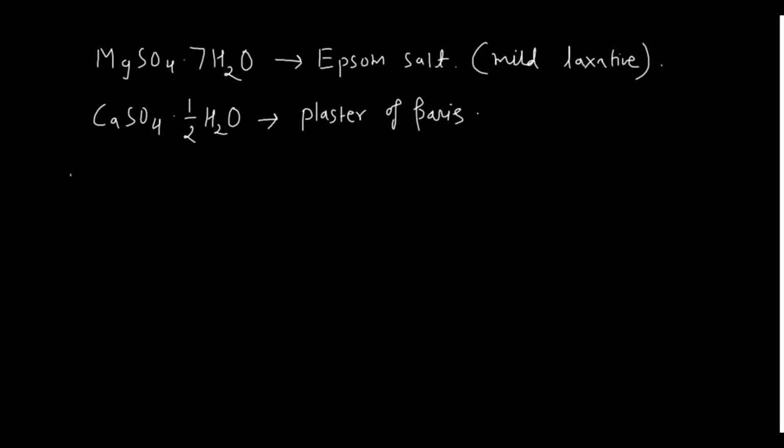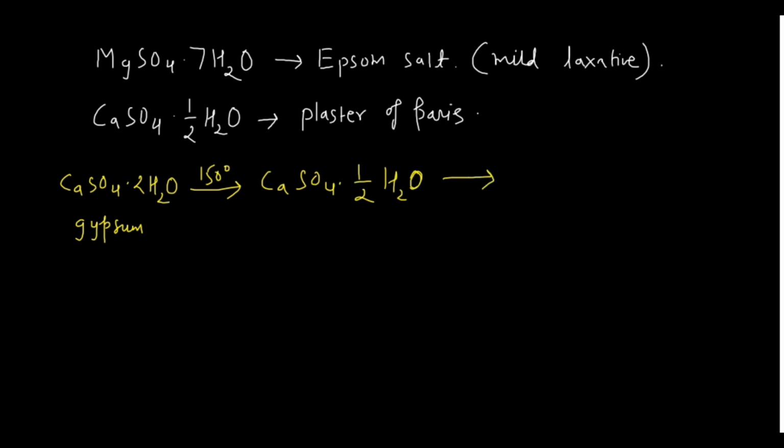So if you want to synthesize this, say you are having calcium sulfate dihydrate, CaSO4·2H2O, and you heat it at 150 degrees centigrade. I hope you know this CaSO4·2H2O is a very important compound used in the cement industry, that is gypsum. When you heat it, it will give you plaster of Paris. If you further heat it, somewhere around 200 degrees centigrade, it will form the anhydrous salt, CaSO4.